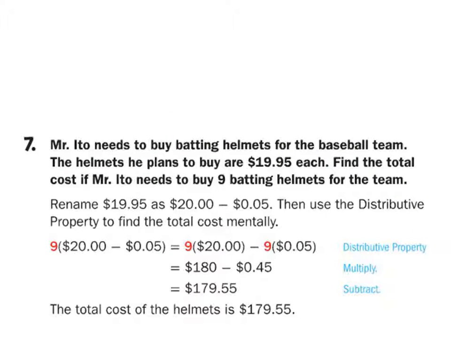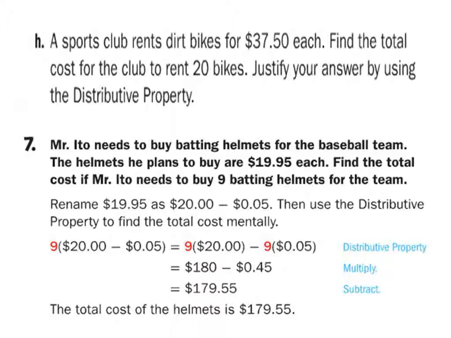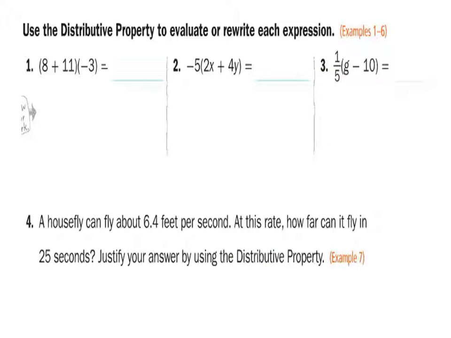All right, listen, on this example, they want you to use distributive property, but really there's no need, because if the helmets are $19.95 each and you buy 9 of them, just multiply the 2. Be done with it. You have calculators, just do it. And with this one, if it costs $37.50 to rent a bike and you rent 20 bikes, just multiply the 2. All right, $150. All right, do these 4.